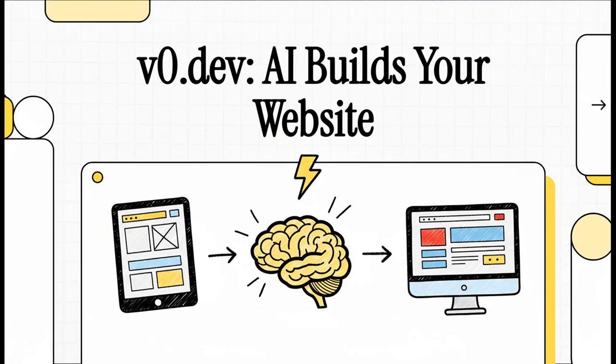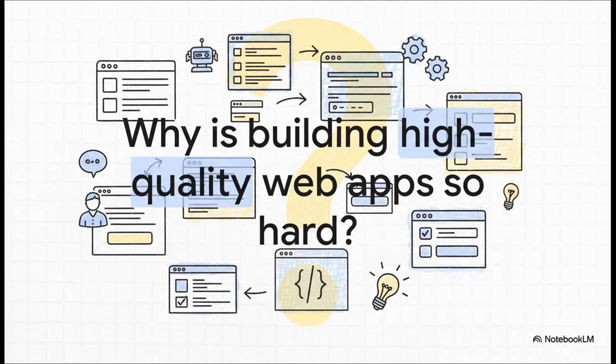All right, let's jump right in. We're talking about a tool that is seriously shaking up how we build for the web. It's called v0. It comes from the brilliant folks over at Vercel, and, well, it's basically an AI that can build your website's front end right in front of you. But before we get into the how, let's talk about the why.